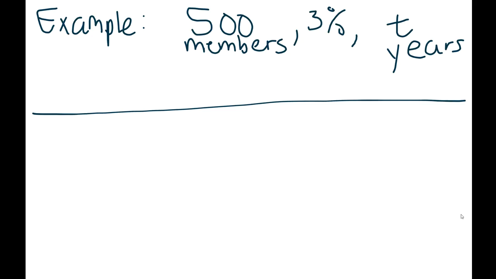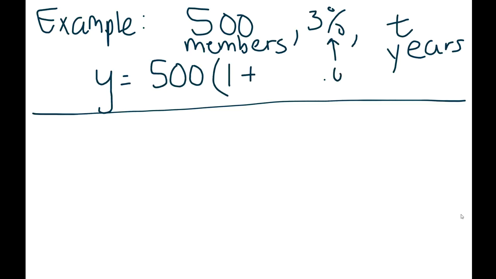So let's say, for example, a group has 500 members in it, and they're expecting a 3% growth after t years. So at this point, all we can do is fill in that y equals 500 is our initial amount, so 500 will go in for a. The 1 stays. We're expecting a 3% change, and remember the 3% has to be changed to a decimal. So we're going to want to make sure that we use the 0.03. So 0.03 all to the t years. And that's all we know right now because we don't know t.